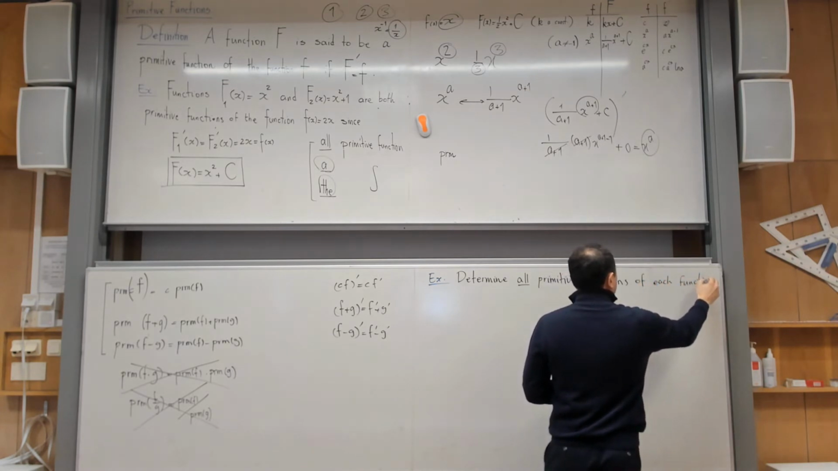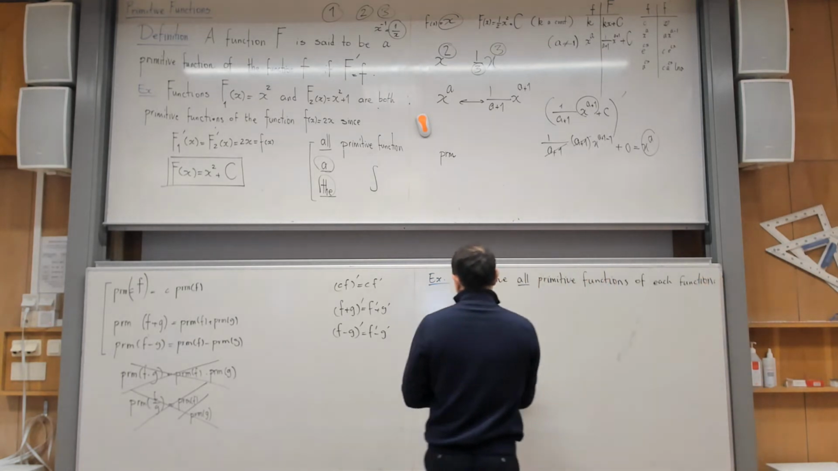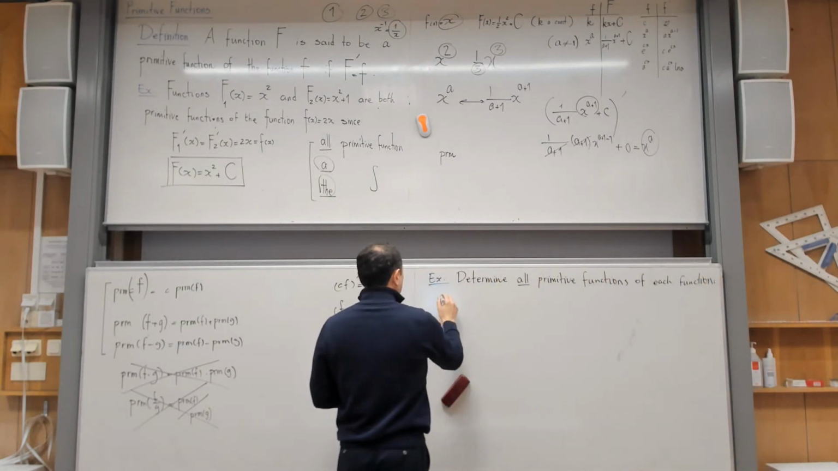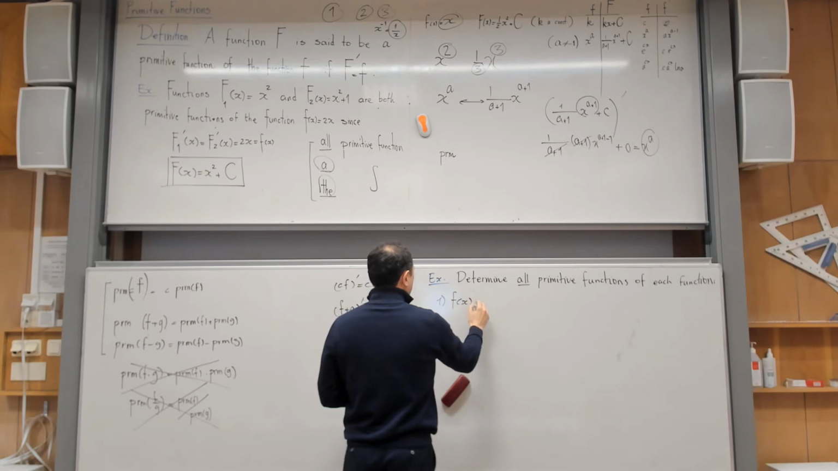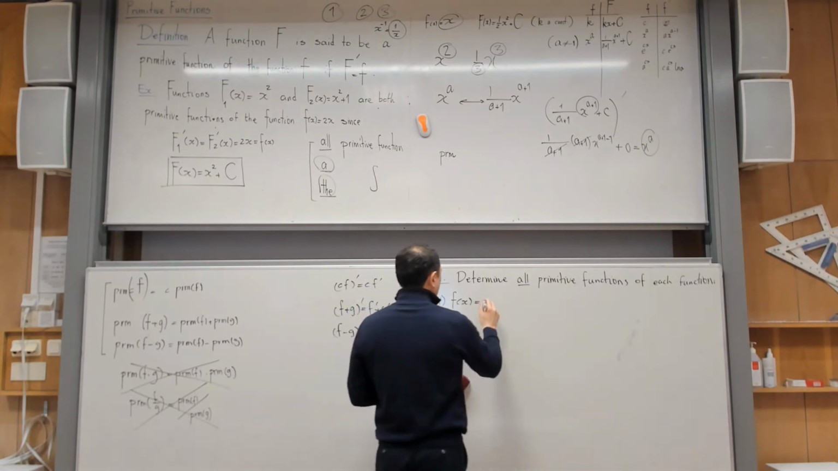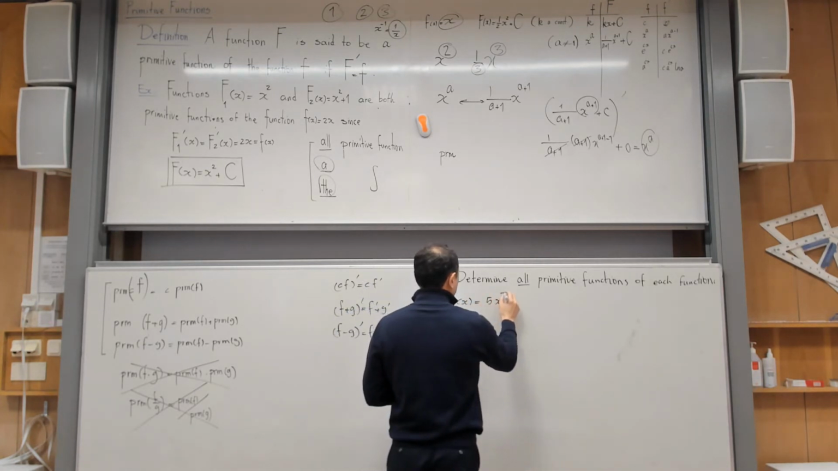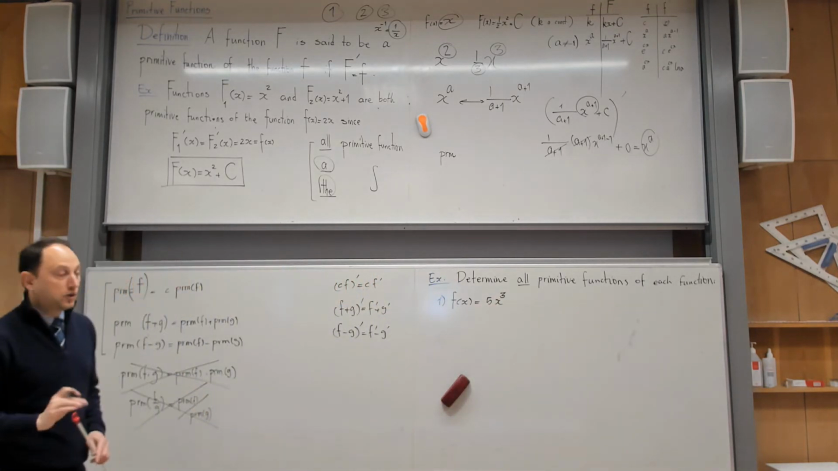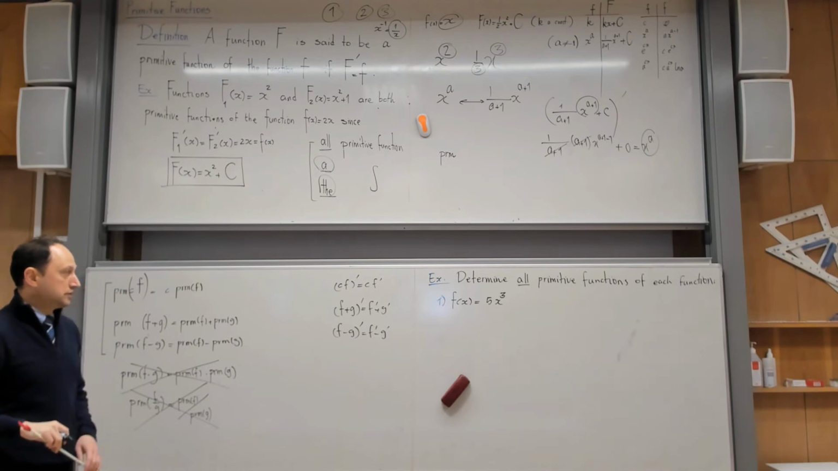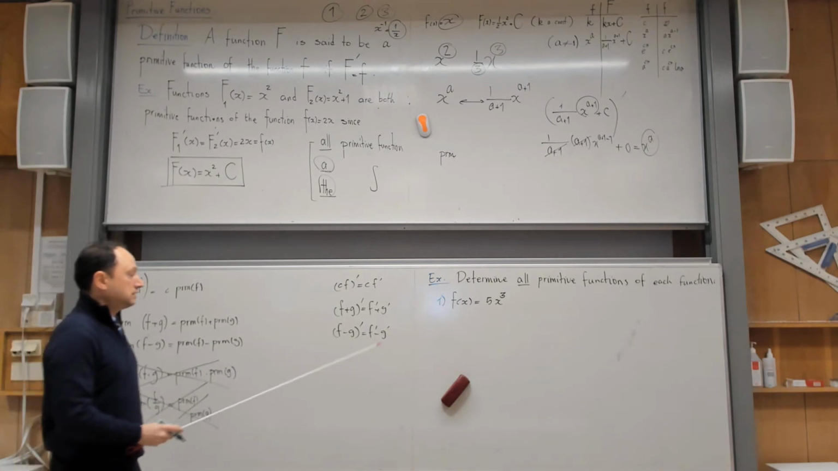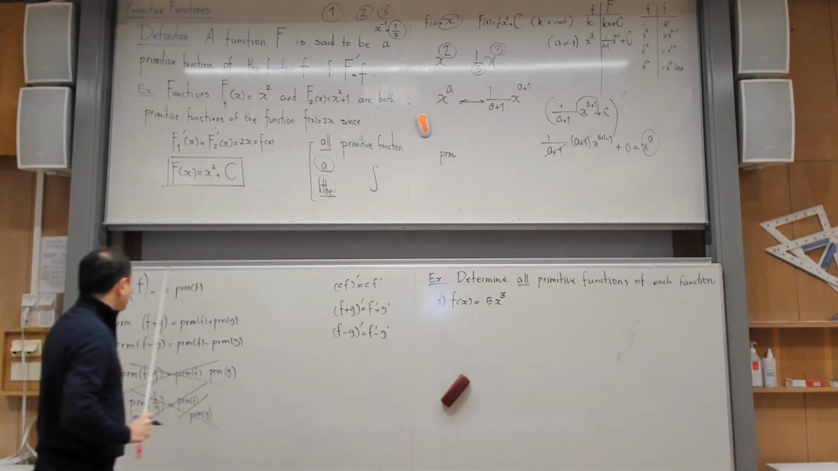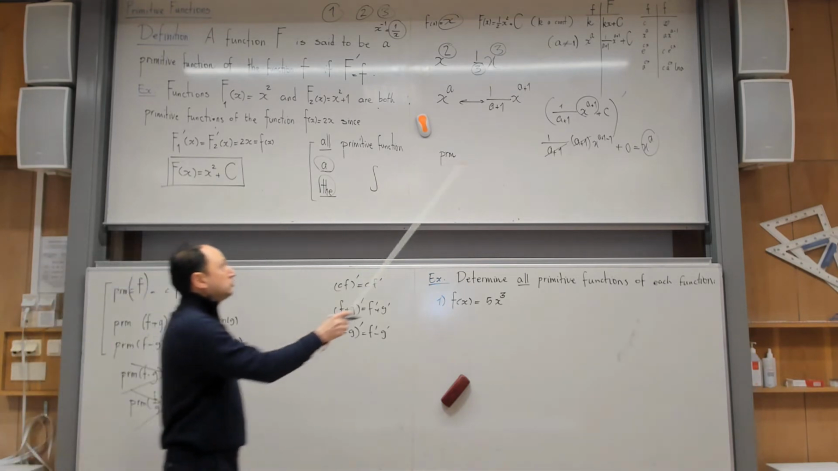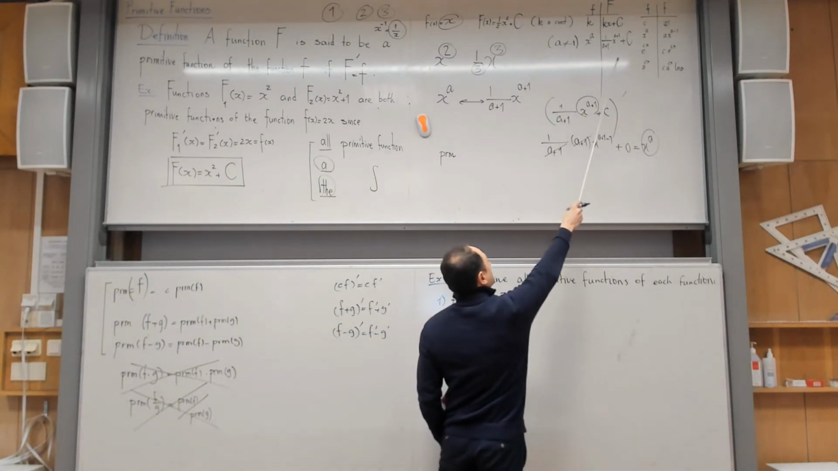Okay, so let us start with a very simple one. I give you f of x equals 5x to the power of 3. You are supposed to find all primitive functions for this function. So you know, you have this rule, and you have that formula on top here. Yes?